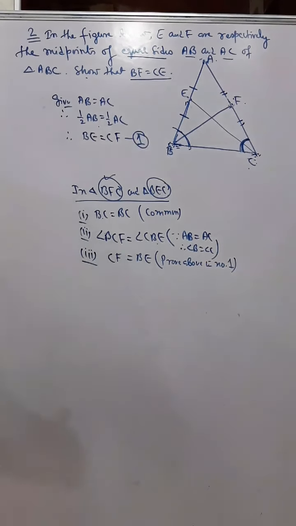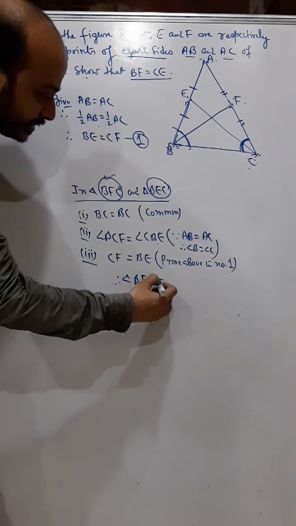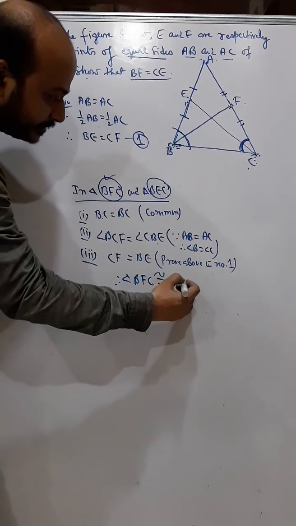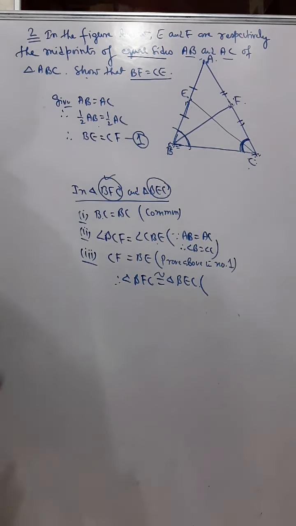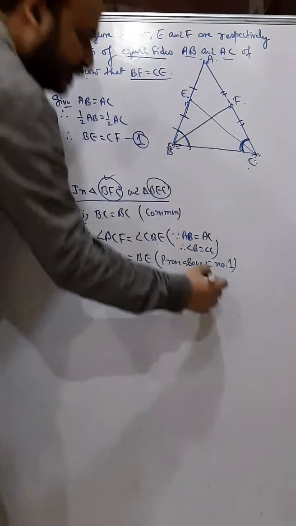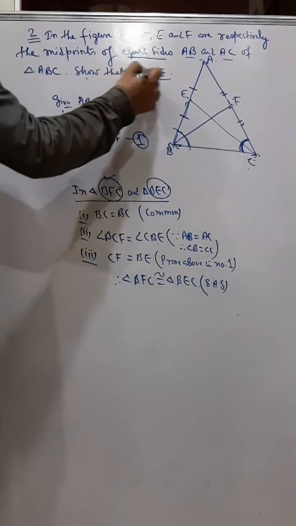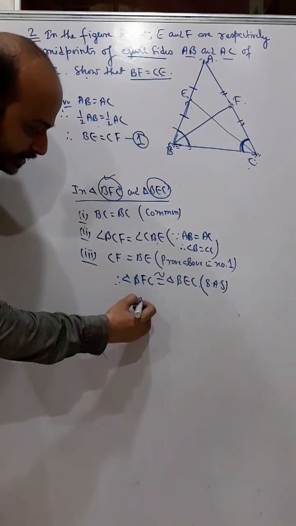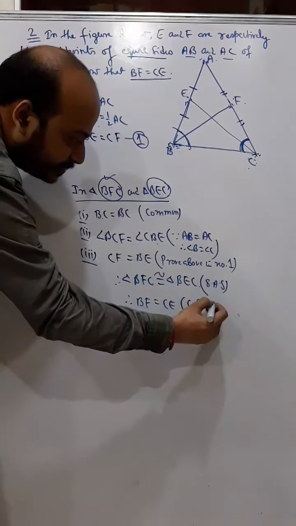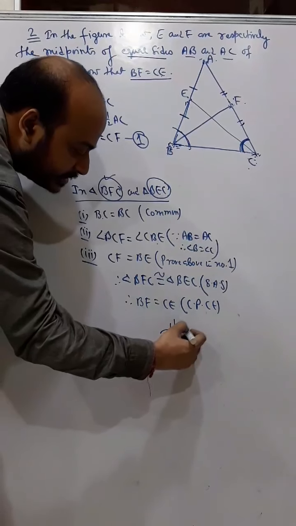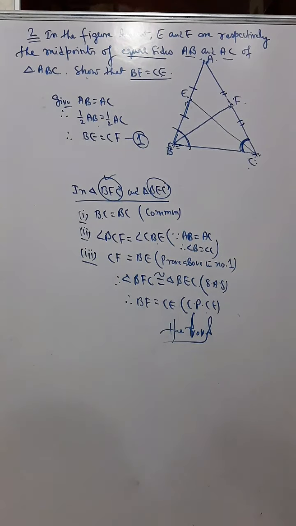So like this we write, and then we say that therefore triangle BFC is congruent to triangle BEC. And what was the criteria? You can see it is side, angle, side, SAS. And now we can say BF equals CE. Therefore BF is equal to CE, and then we write hence proved. Hence proved. Clear?